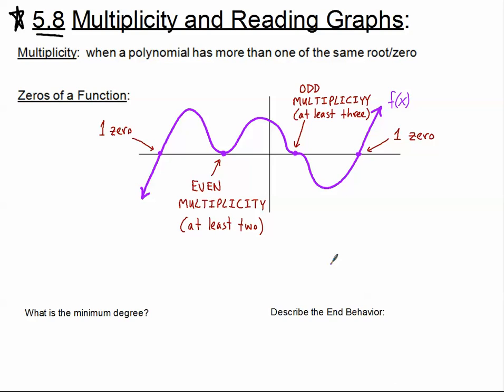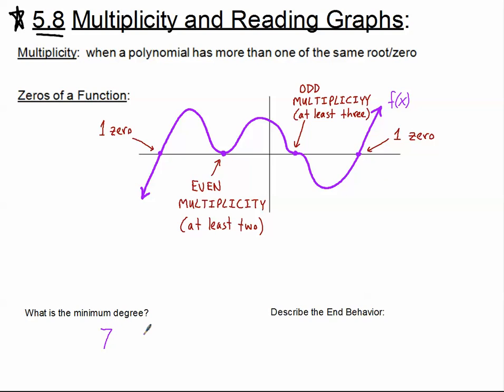So when I pose this question at first, I get many responses that they think that the degree is 4. And I understand why they mean that, because they see 1, 2, 3, 4 x-intercepts. But the degree is not 4. The degree is 7. At least the minimum degree is 7.